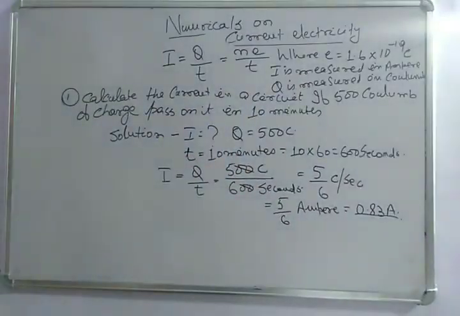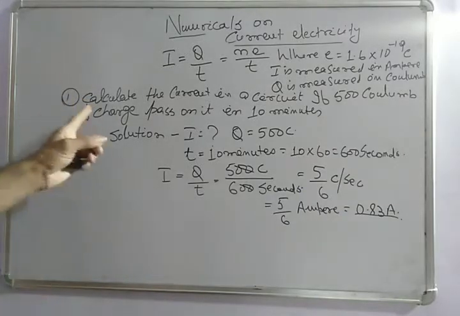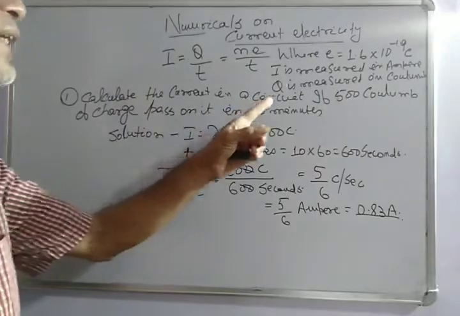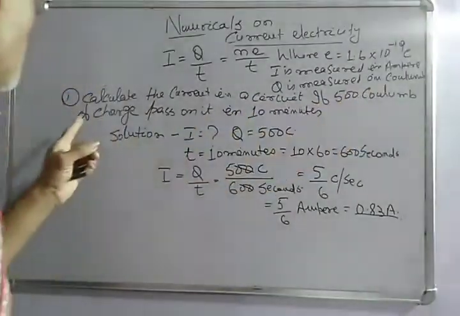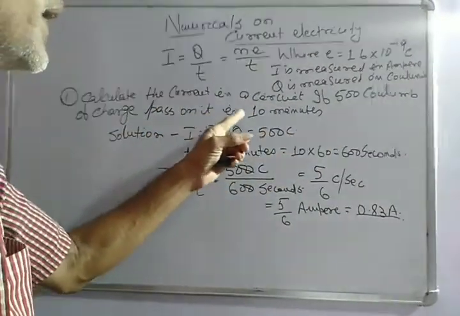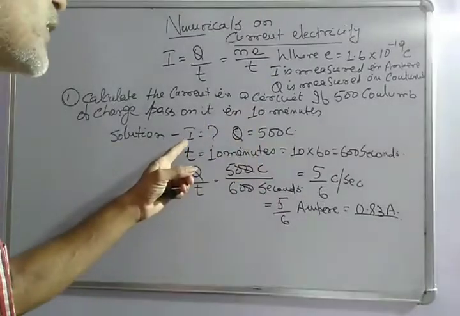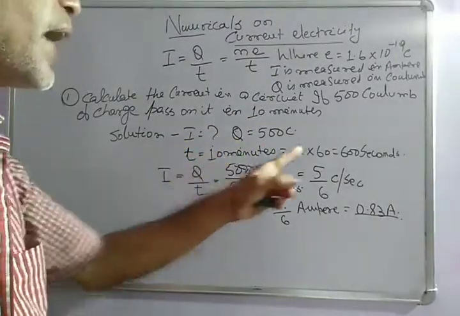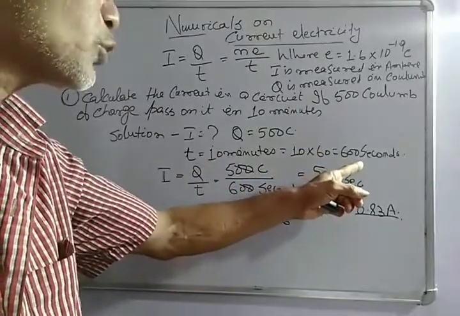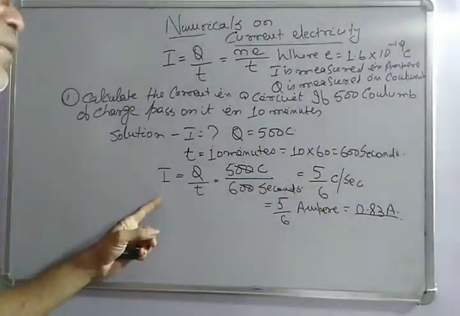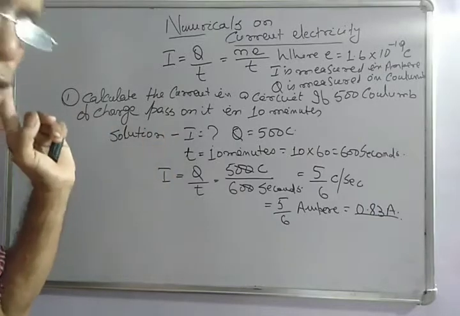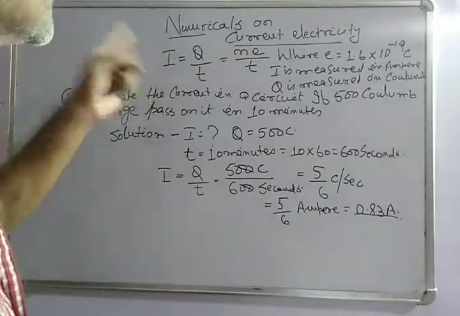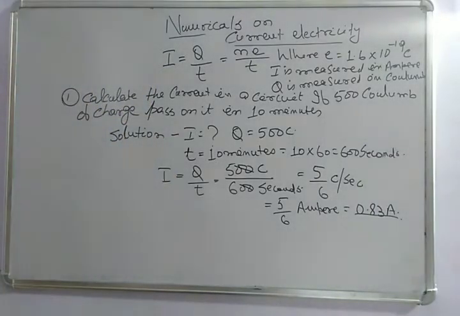Have you got it? Now this is the first question of this formula. Calculate the current in a circuit if 500 coulomb of charge pass on it in 10 minutes. So current is asked, coulomb is given, time is given, 10 minutes. I have converted this 10 minutes into seconds. Then I have put the formula because this is the direct question. You have been asked, so this is the formula. So you can go through it.